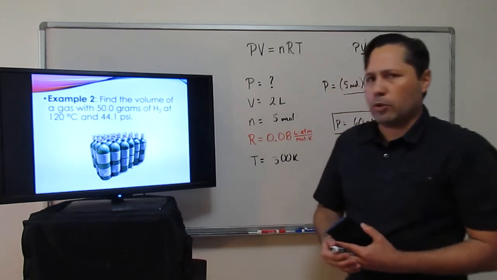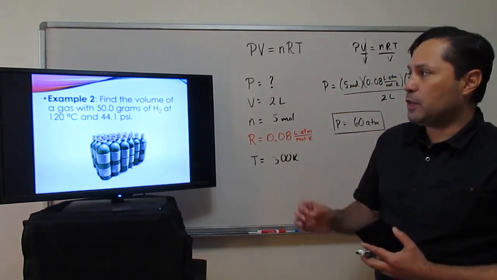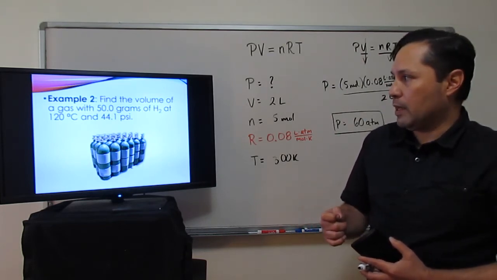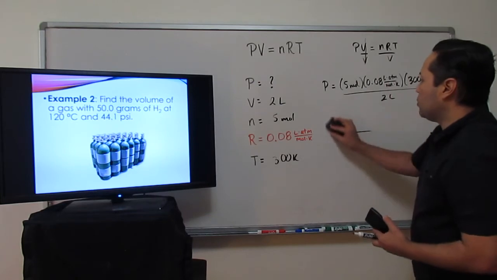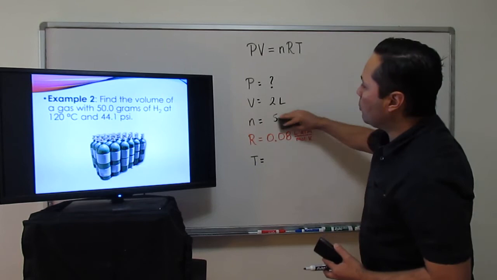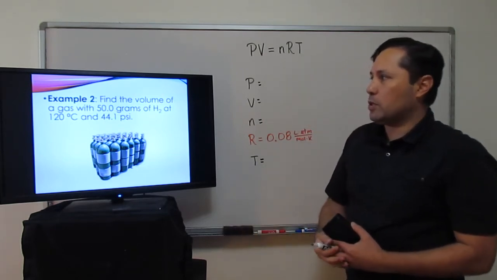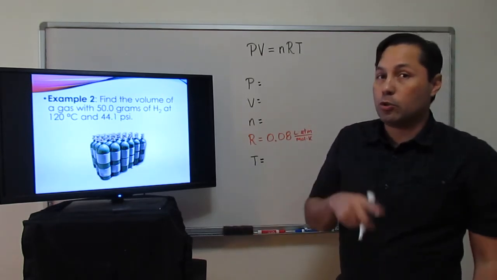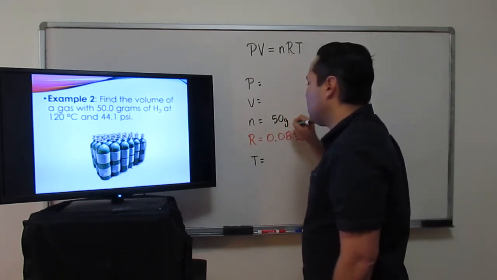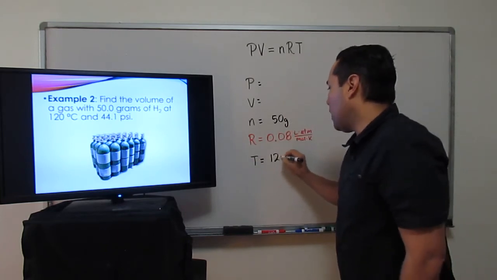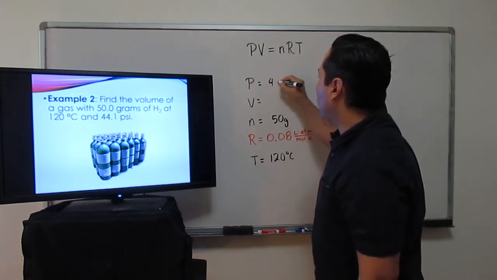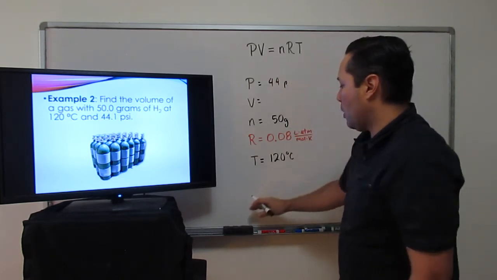In this one, they ask you a similar question. Find the volume of gas which has 50 grams of hydrogen at 120 degrees Celsius and 44.1 psi. Alright, now this problem tends to be a bit more challenging. The reason why it's more challenging is because all the units, well, they're in the wrong units. So for example, the 50 grams of hydrogen should really be in moles. So let's start with that one. They give us 50 grams of hydrogen. We'll get to that one in a second. We have 120 degrees Celsius for the temperature and a pressure of 44.1 psi.